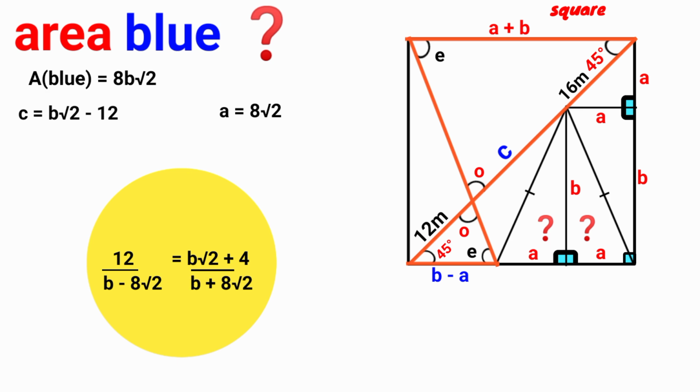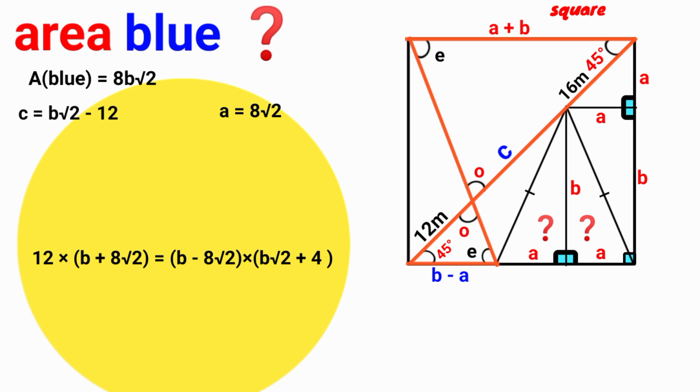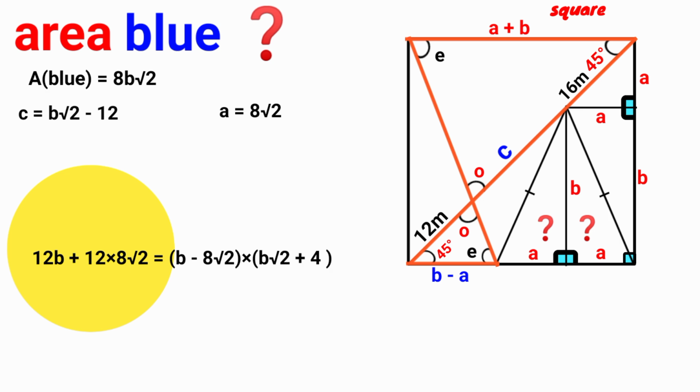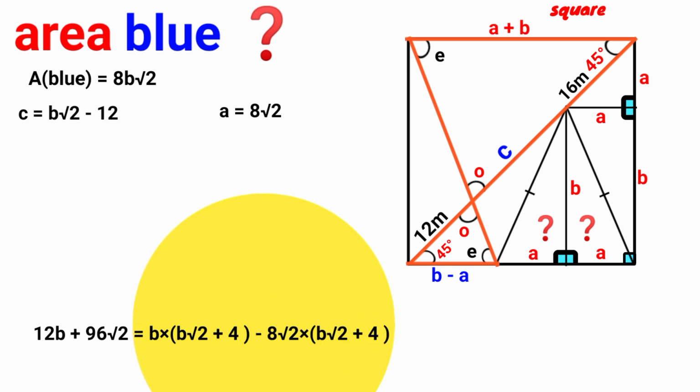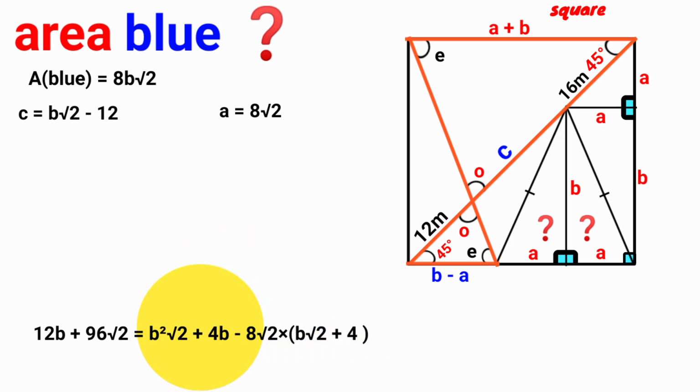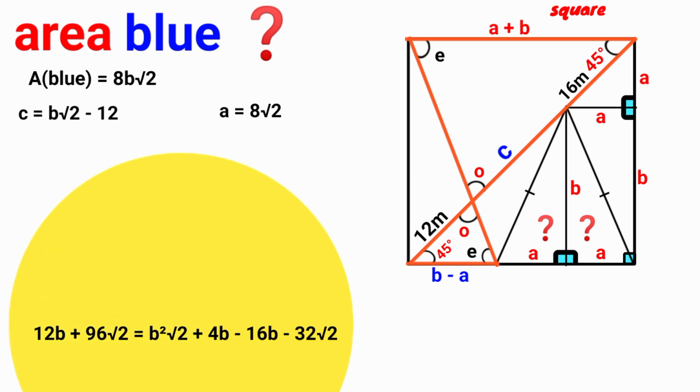Cross multiply. Now 12 times b plus 8 root 2 equals b minus 8 root 2 times b root 2 plus 4. 12 times b plus 8 root 2 is 12b plus 12 times 8 root 2, which is 96 root 2. Here b minus 8 root 2 times b root 2 plus 4 is b times b root 2 plus 4 minus 8 root 2 times b root 2 plus 4. B times b root 2 plus 4 is b squared root 2 plus 4b, while here minus 8 root 2 times b root 2 plus 4 is minus 16b minus 32 root 2. So 12b plus 96 root 2 equals b squared root 2 plus 4b minus 16b minus 32 root 2.